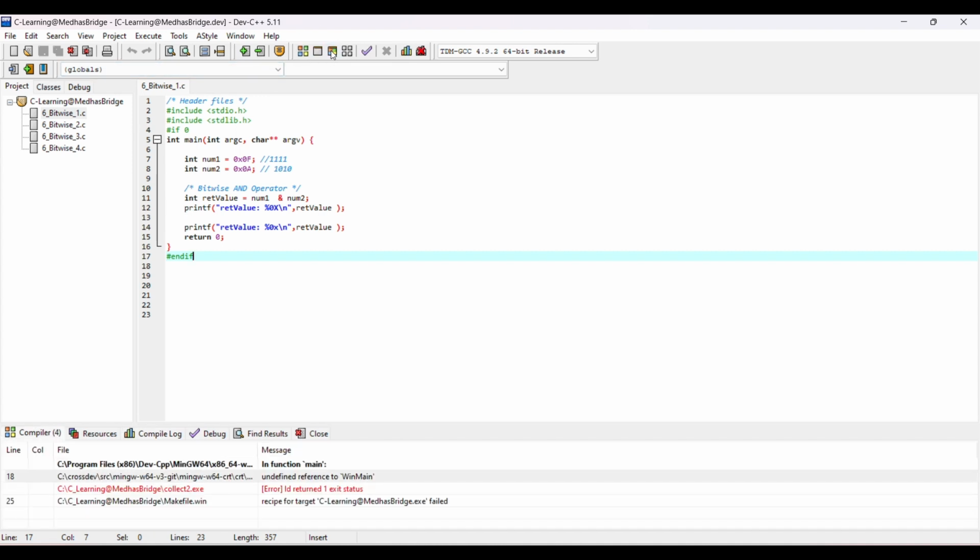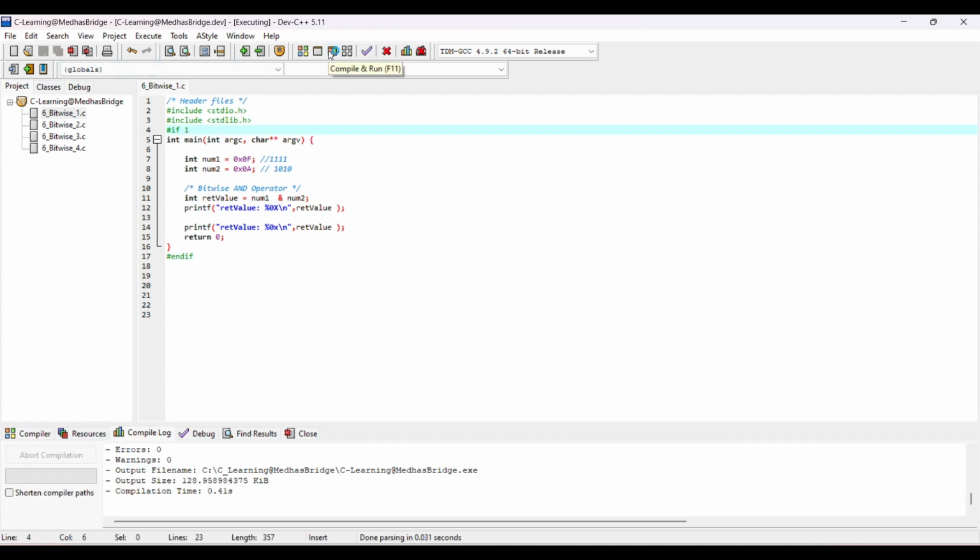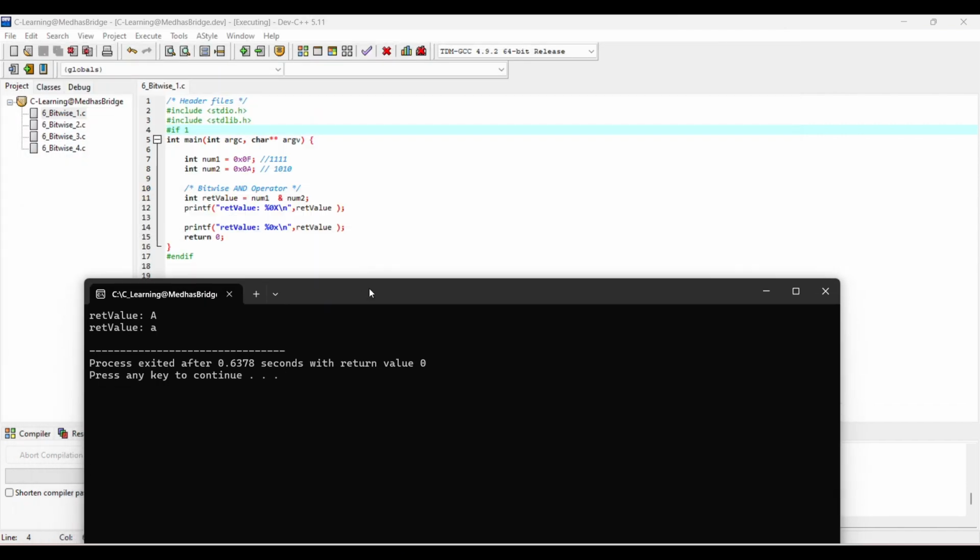Let me compile this code. I need a main, so compile and run it. Do you see this? Excellent. So we got a. The reason I'm displaying line numbers 12 and 14 is that both are the same except for the format specifier. If I put hexadecimal X as an uppercase letter, then I would get A as an uppercase. If I put a lowercase x, then I would get a lowercase a. That's the only difference.